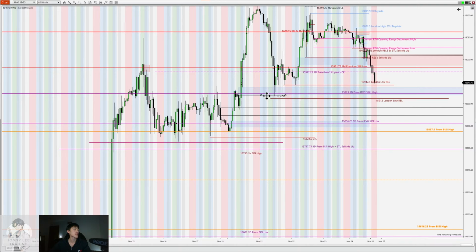So I don't want to keep using this bullish order block because I do think we're going to end up heading below that. So I'm going to remove that for the time being.